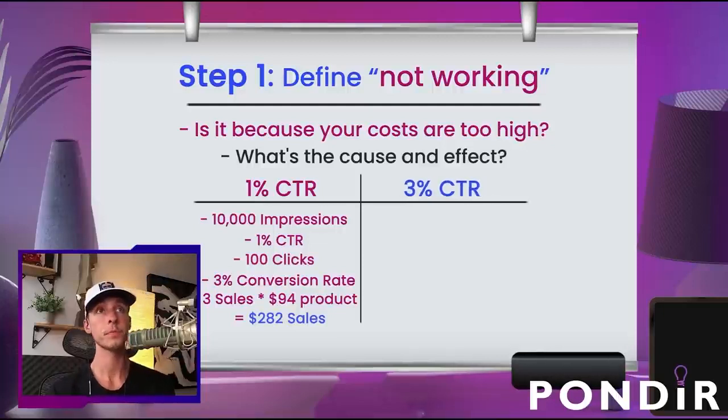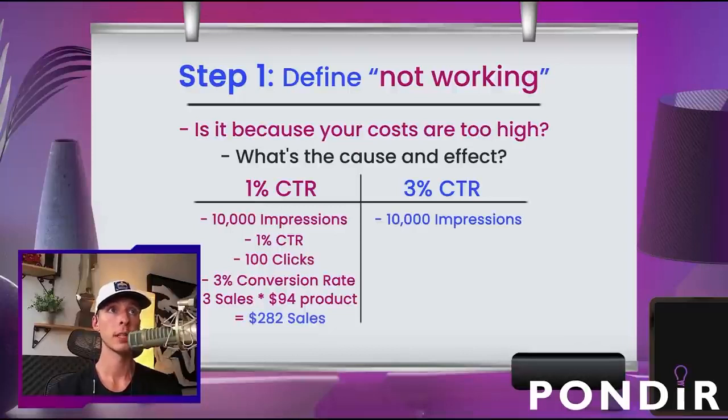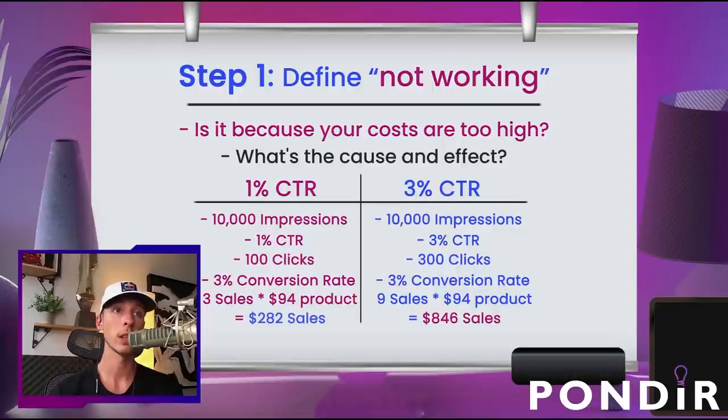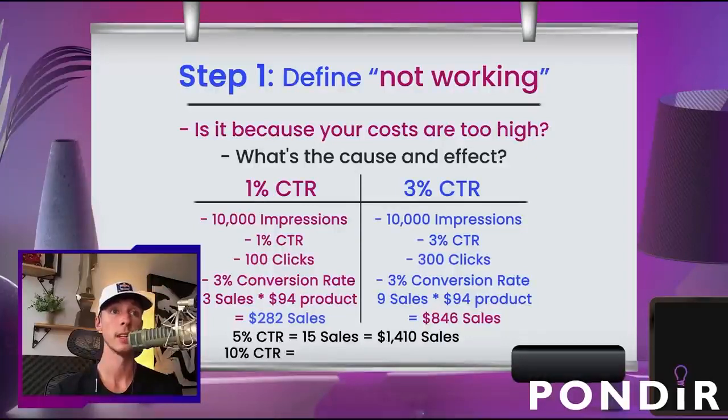What happens? We're going to stay with 10,000 impressions so you can see nothing changes here. The only thing that changed is we improved our link click-through rate from 1% to 3%. So now we send 300 clicks to our website, still have the same conversion rate, so nothing on the website was optimized, but now check this out. 9 sales at $94, $282 in sales just went to $846 by improving our link click-through rate. So let's take this further. What if you took your 3% link click-through rate to 5%? Boom, $1,400 in sales. What about 10%? That's where it gets crazy.